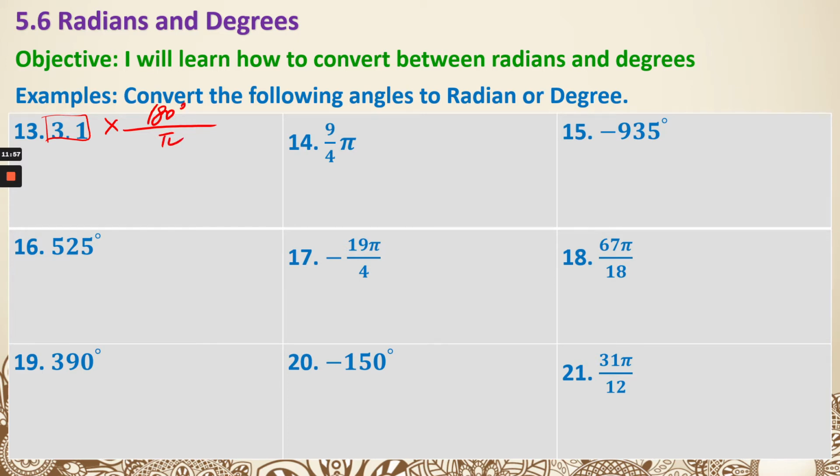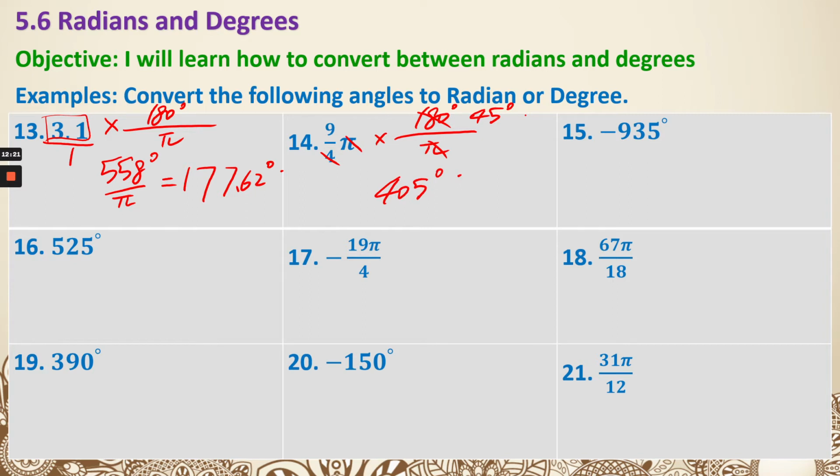So now I can just do 3.1 over 1. Type in my calculator, that's 558 over pi degrees. And that can simplify to be 177.62 degrees. 14, since we have radian, changing into degrees. Pi is gone, 4, that's 45 degrees. So together, that is going to be 405 degrees.